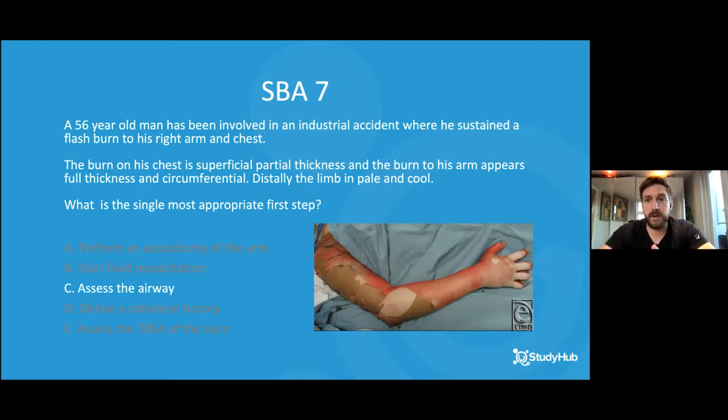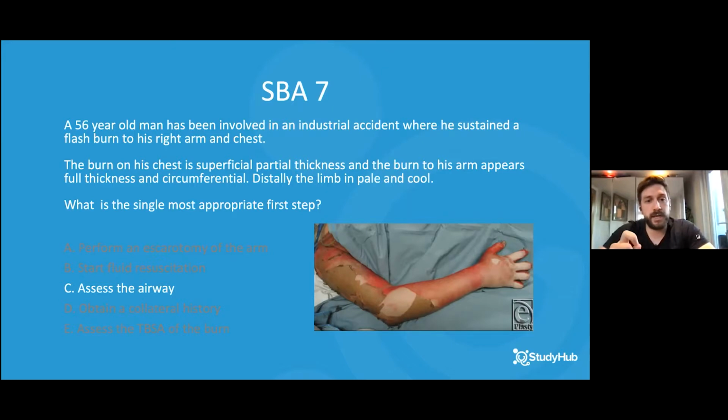It's a flash burn, so there's a potential for inhalation injury, so it's important that you still follow that same algorithm. Burns need to be assessed according to the EMSB and ATLS algorithms, and the first part of that is going to be about an assessment of the airway.